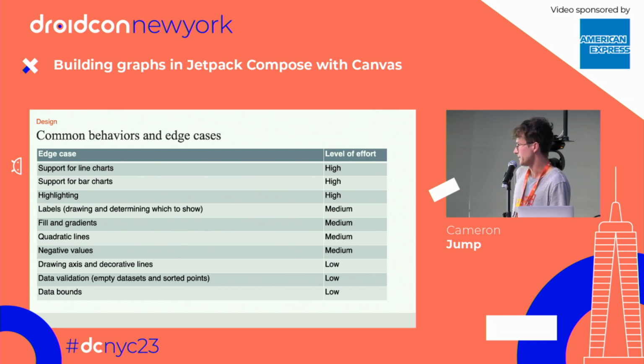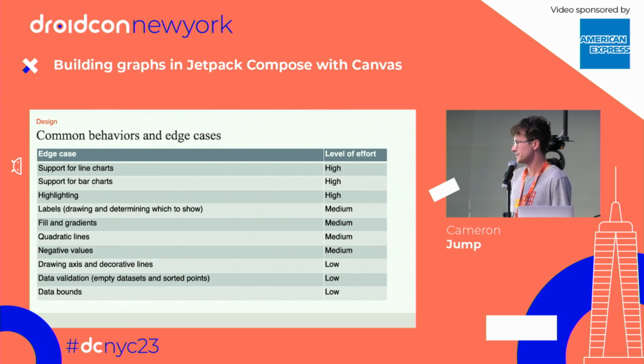But we can talk about more later. And on the medium side, you have labels, drawing, and determining which to show. I was never happy with the API of how labels were shown for the third-party library, so I was able to build one the way I like. And then things like displaying fills and gradients and quadratic lines.